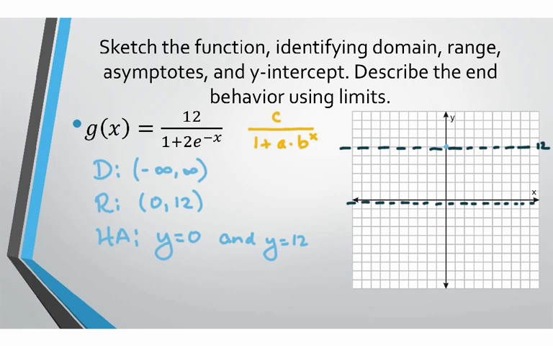Okay, they also want to know what our y-intercept is. To get a y-intercept, we have to plug in a 0 for the x, right? So for my y-intercept, I will have 12 over 1 plus 2 times e to the 0. So what does that make? Well, e to the 0 is 1. So 1 plus 2 makes 3, and 12 over 3 gives me 4. So the y-intercept is the point (0, 4). This is where we're going to cross the y-axis.